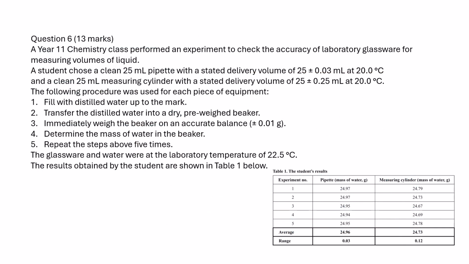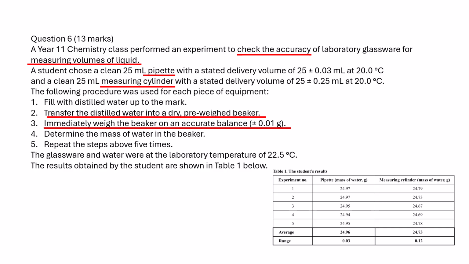An experiment is performed to check the accuracy of laboratory glassware for measuring volumes of liquid. A pipette and a measuring cylinder are selected in this experiment. After being cleaned carefully, they are used to transfer distilled water to a dry, pre-weighed beaker. Weigh this beaker immediately and accurately, and record the mass of water in the beaker. Repeat the above steps 5 times. Students organize the data in a table.